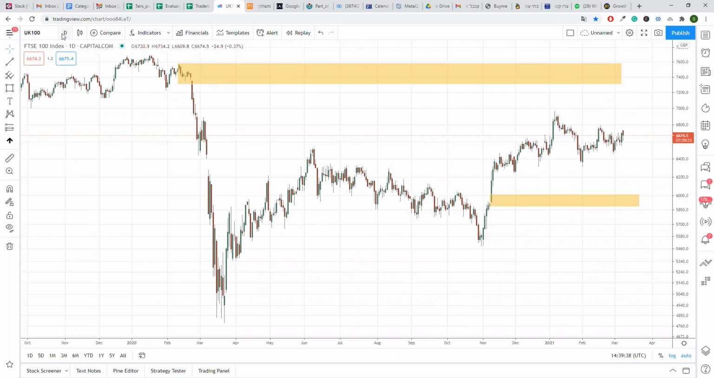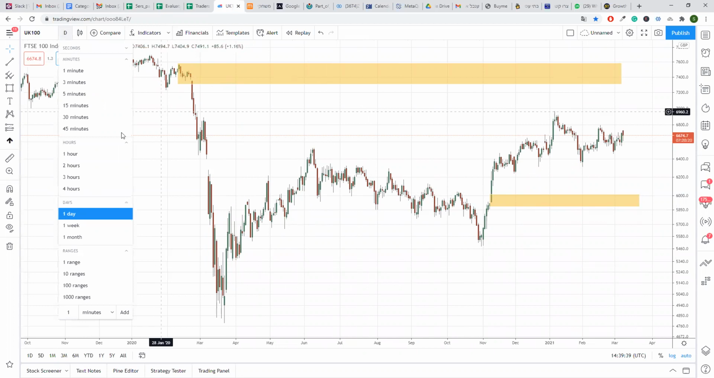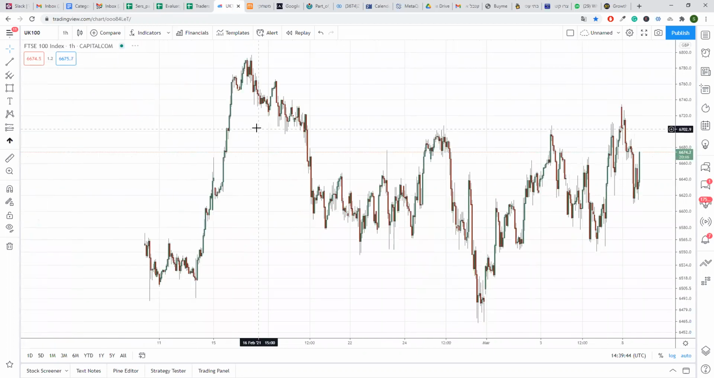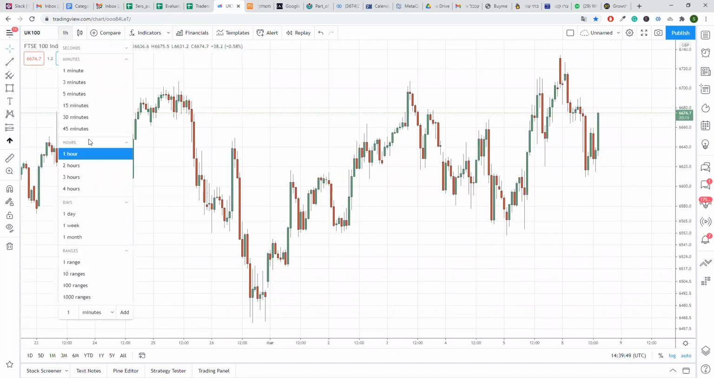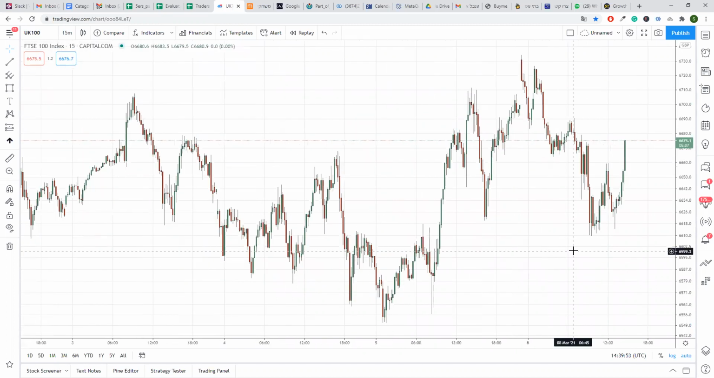And let's try this one, the 1H time frame, to see if we have a good opportunity. If I were the swinger, maybe 15 minutes, not swinger, short-term intraday traders.